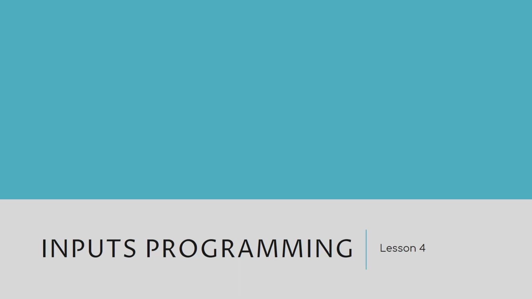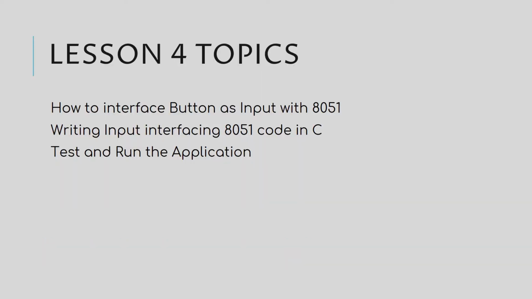This is lesson 4 and in this lesson I am going to discuss how to take inputs and how to take an action based on the inputs. In the previous lesson I have discussed the controlling of output with a very simple example, that is LED blinking. Here in lesson 4 I'll be discussing how to interface a button as input with 8051 and writing input interfacing 8051 code in C, and then we'll test and run an application.